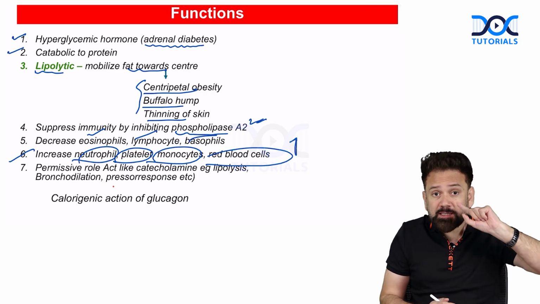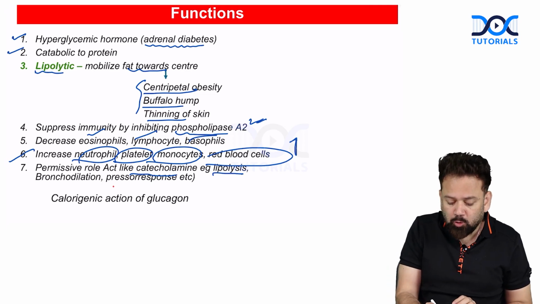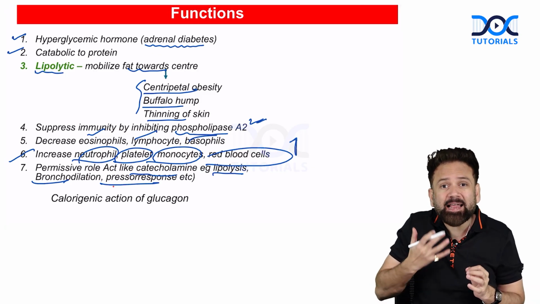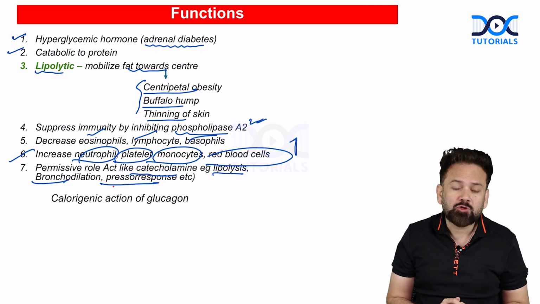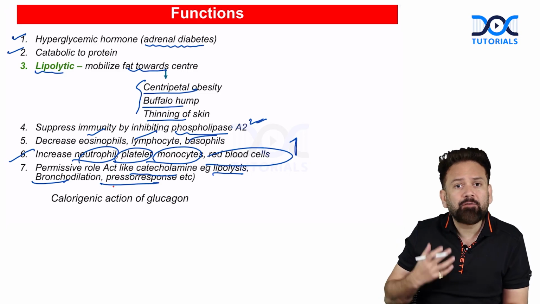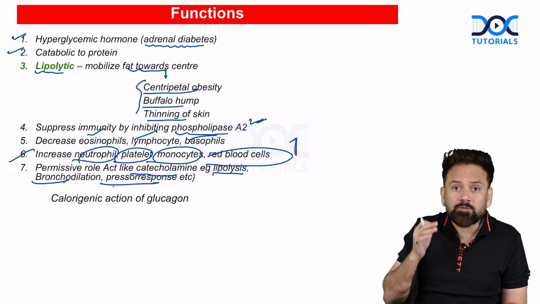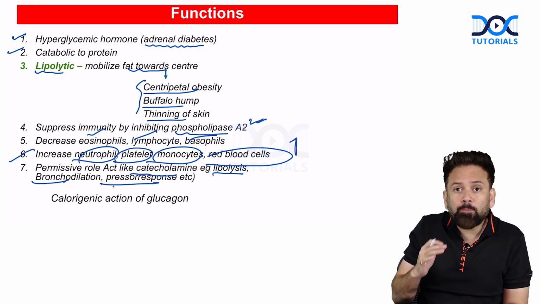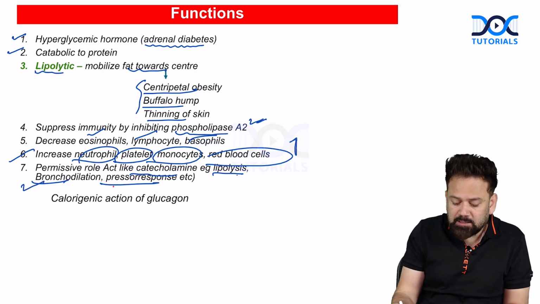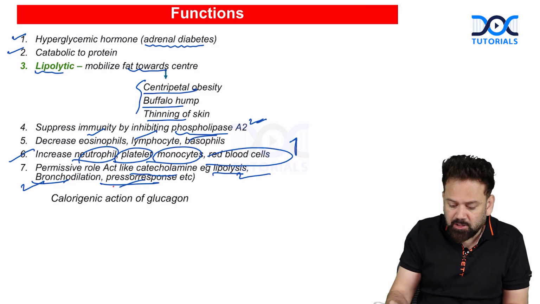Main function is not that. Similarly, cortisol has a permissive role for catecholamine. Catecholamine is involved in lipolysis, bronchodilation, and pressure effect. So all these actions of catecholamine will be enhanced by cortisol. So sometimes they will ask you why cortisols are given in asthma, or why cortisols are behaving like catecholamines. The best example will be asthma, of course. The reason is that cortisols have a permissive role for catecholamine in causing bronchodilation, lipolysis, and pressure response. It also has a permissive action on glucagon.